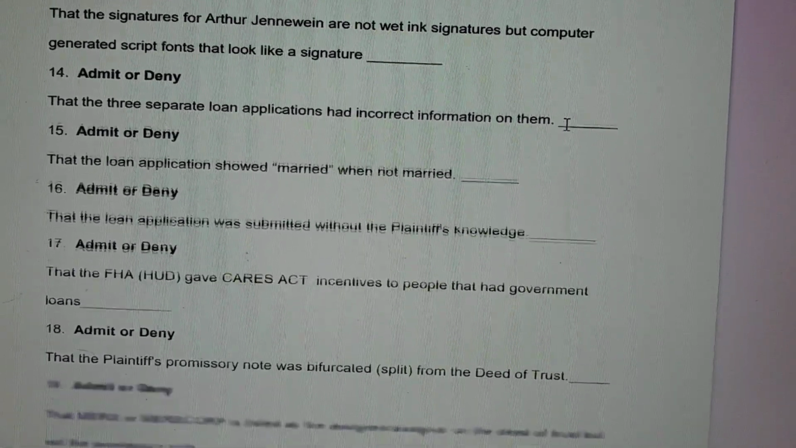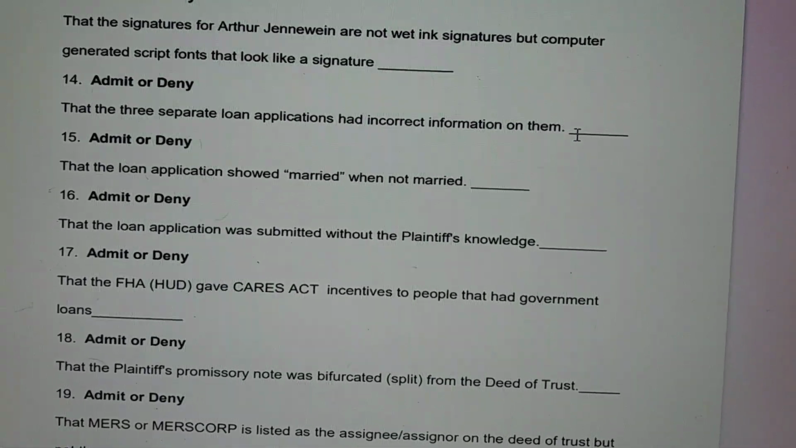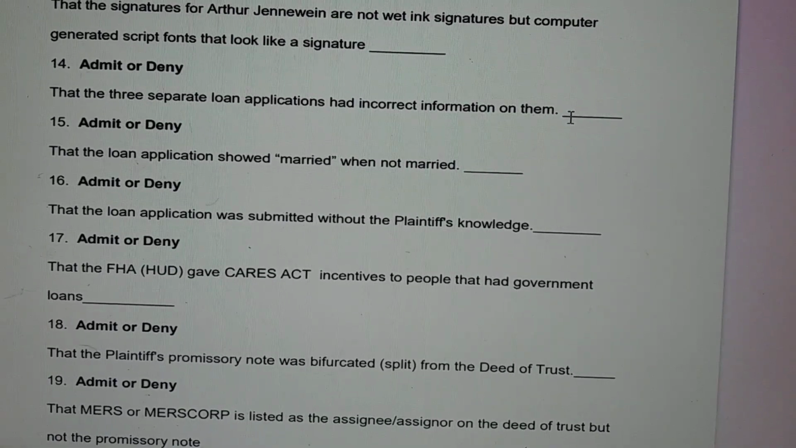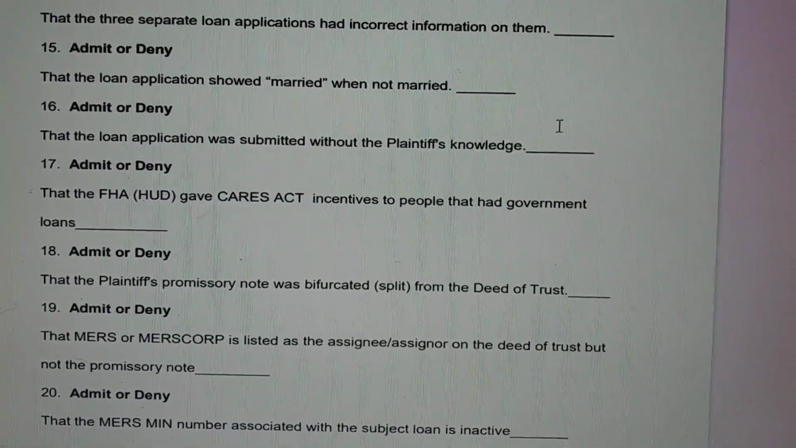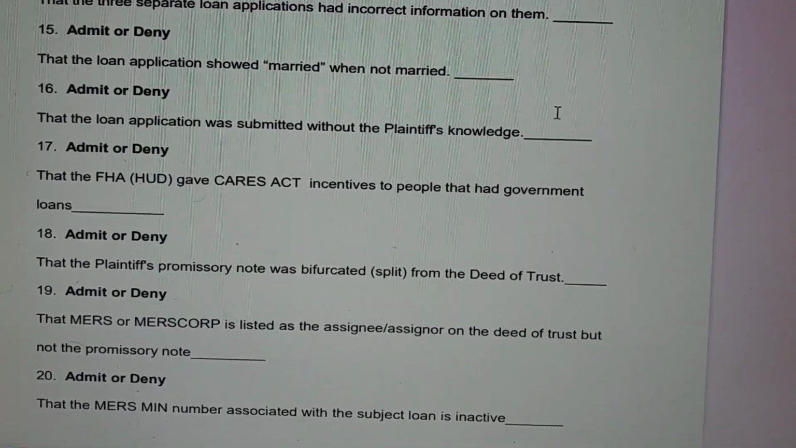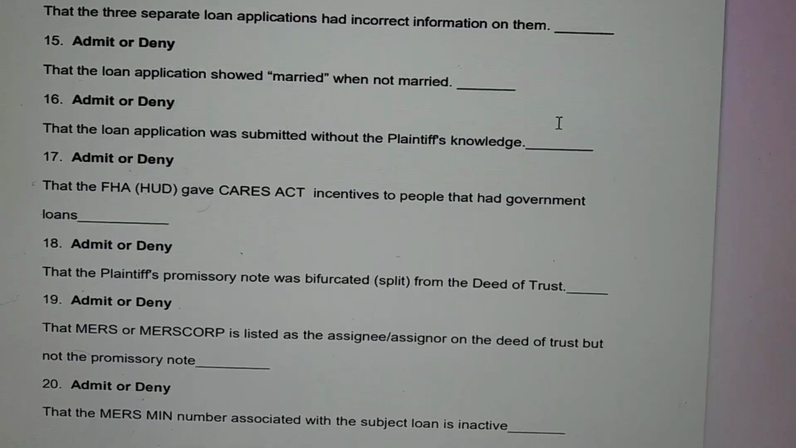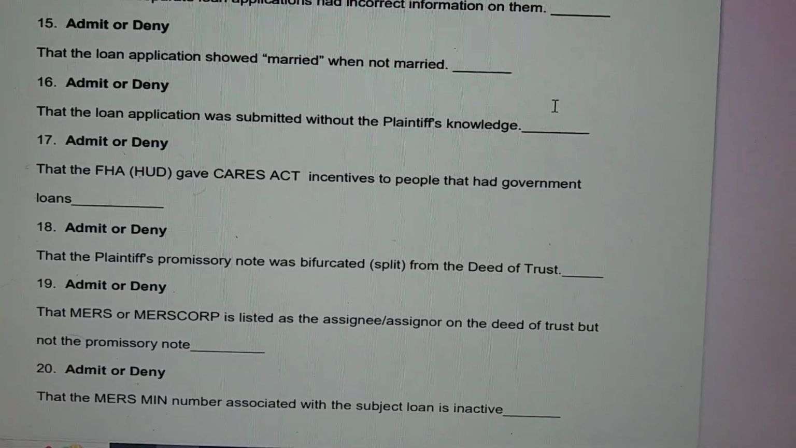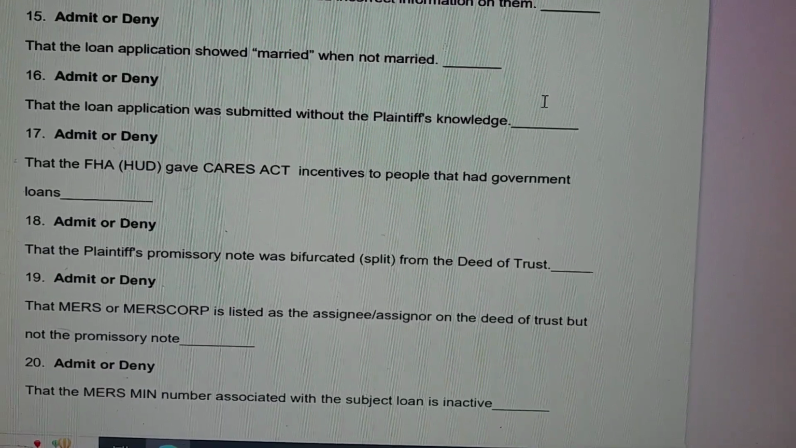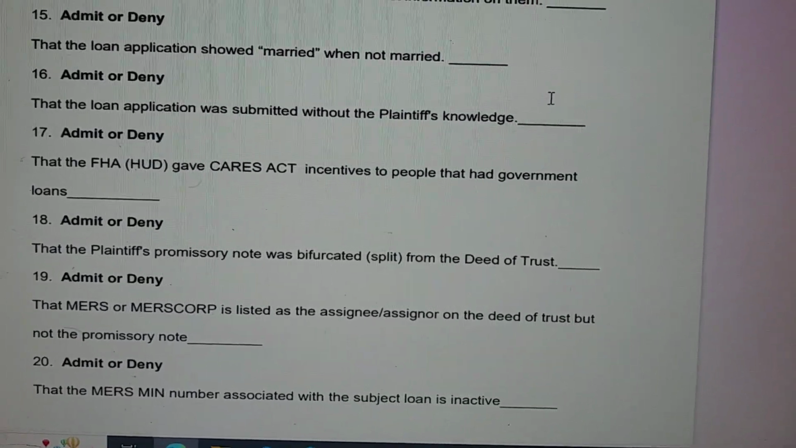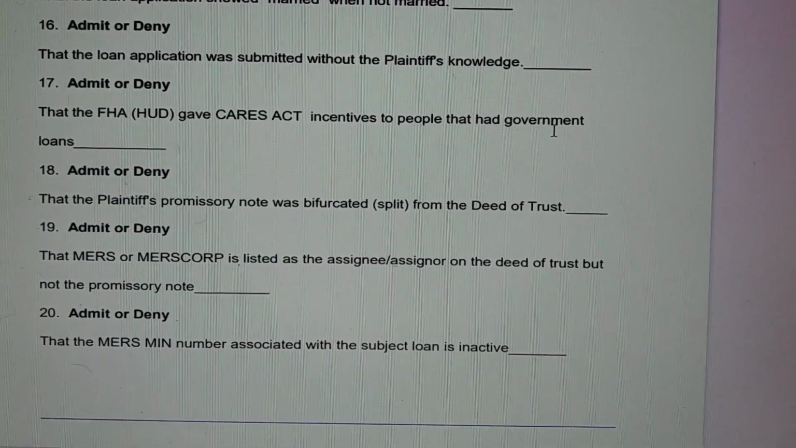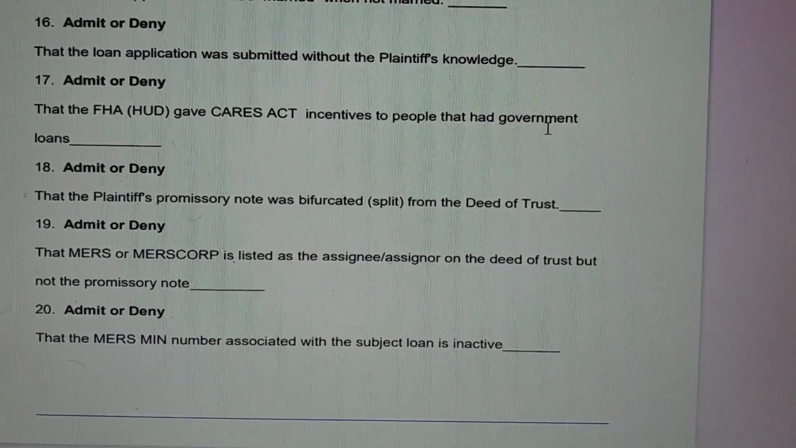Number 17, that the FHA HUD gave CARES Act incentives to people that had government loans. Number 18, that the plaintiff's promissory note was bifurcated or split from the deed of trust. Number 19, that MERS or Moore's Corps is listed as the assignee/assigner on the deed of trust, but not the promissory note. Number 20, that the MERS MIN number associated with the subject loan is inactive.